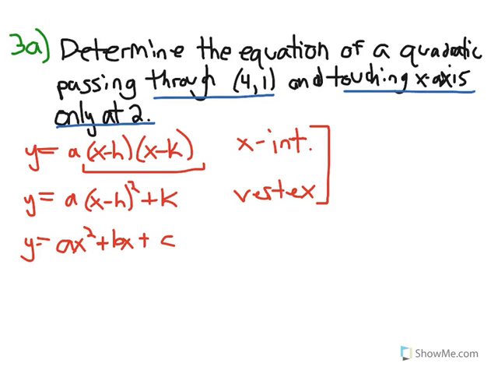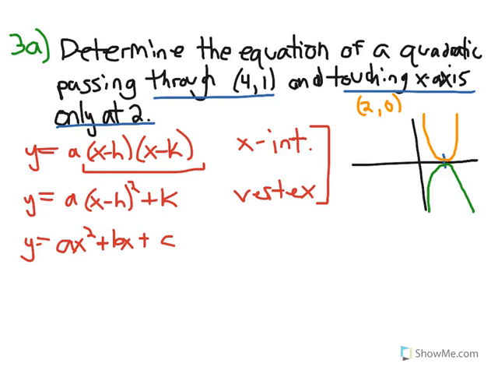If we think about what that might look like, here's 2 on the x-axis. If it only touches the x-axis there, so it doesn't go through the x-axis at all, our graph must look like either this, where it touches there, or this, where it touches there. In other words, the point (2, 0) must be our vertex.